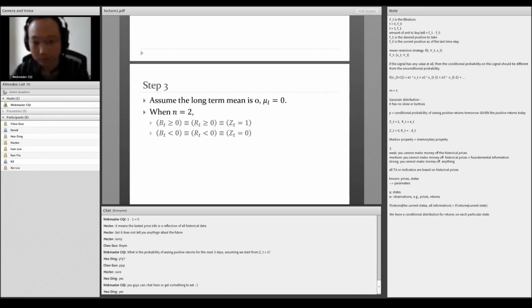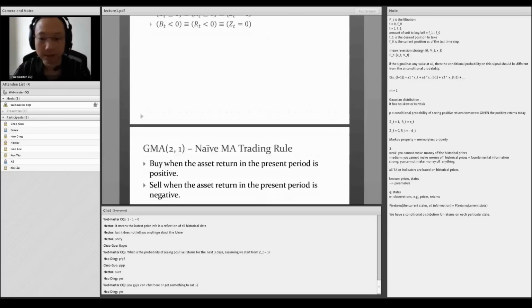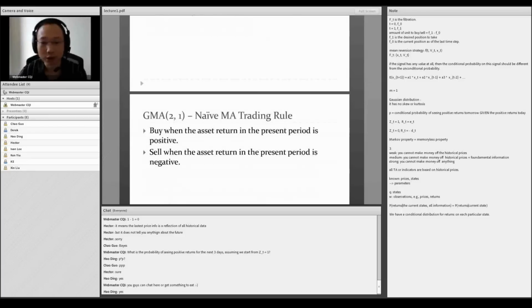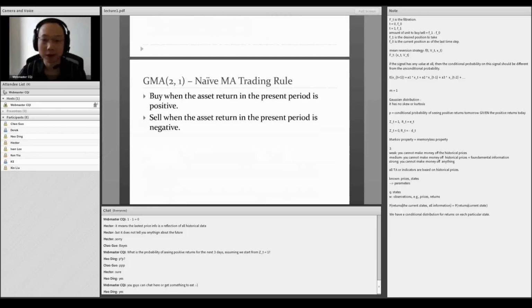Okay, so the trading strategy is very simple now. Basically, it's very naive too. It's saying when the return is positive, we buy, and when the return is negative, we sell. So let's say we trade S&P. What that means is that if S&P goes up, we enter into a long position, and when S&P is going down, we enter into a short position.